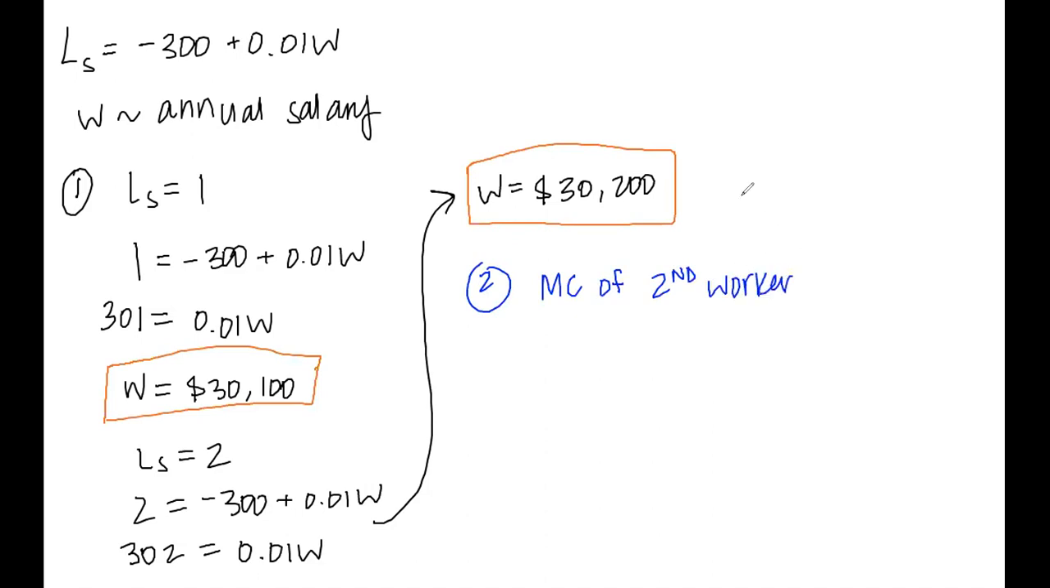Remembering from earlier in the semester, marginal cost is just the additional cost. Hiring a second worker is going to cost them $30,200 to begin with. But then they also need to pay all the workers the same wage. So looking at worker 1, if they were only getting paid $30,100, that now needs to be bumped up to this $30,200. They're also going to be tacking on an extra $100. This gives us a total marginal cost of $30,300.